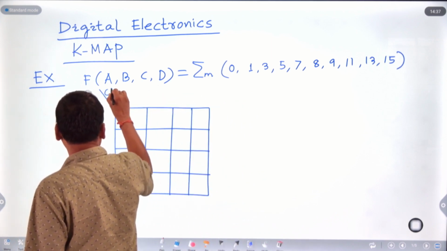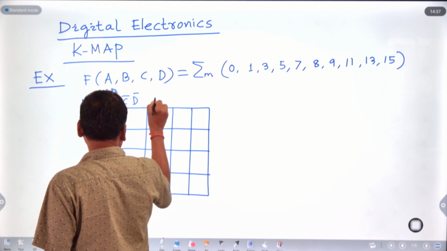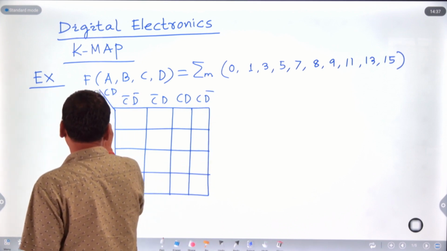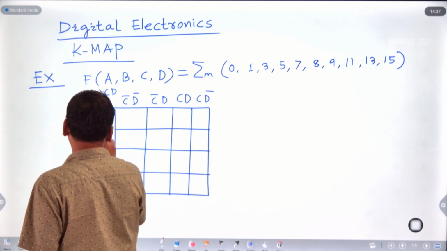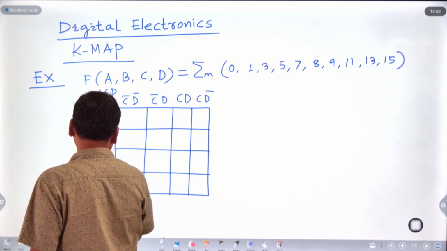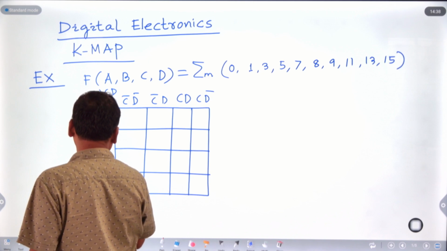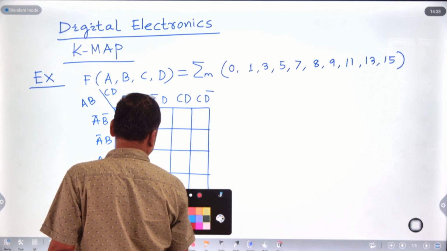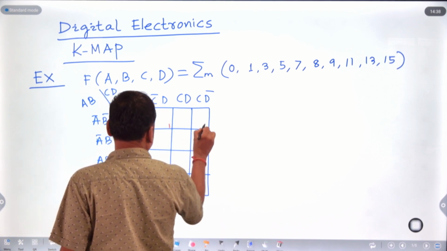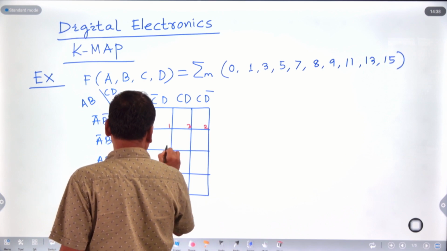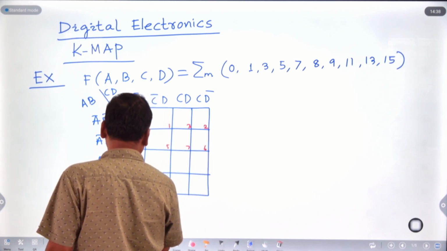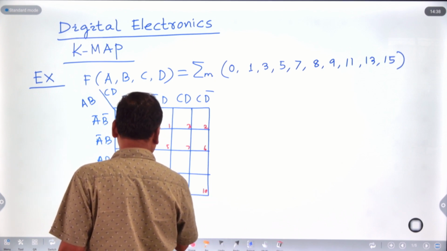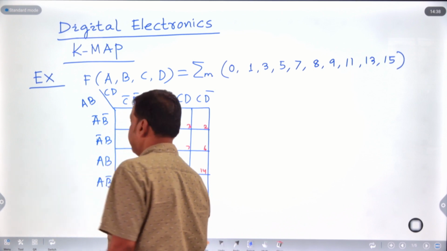This is your A, B and this is your C, D. This is C bar, D bar, this is C bar, D, C, D and C, D bar. Here this is A bar, B bar, this is A bar, B, this is A, B and this is A, B bar. These are the respective positions: this is 0, 1, 3, 2, then 4, 5, 7, 6, then 12, 13, 15, 14, and 8, 9, 11, 10.